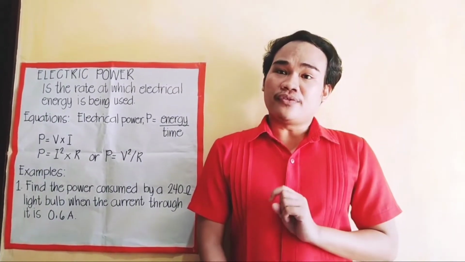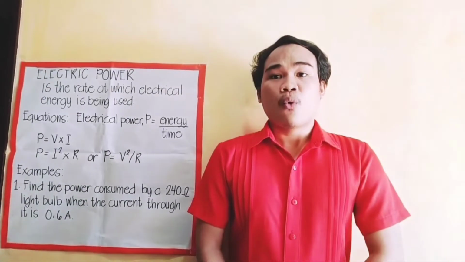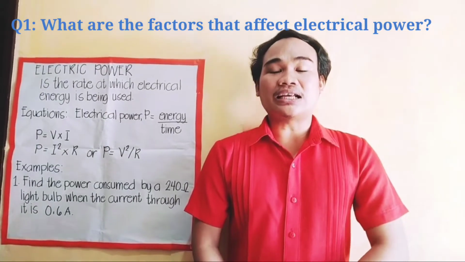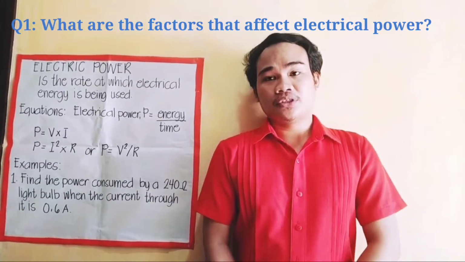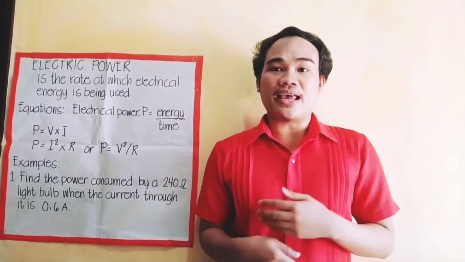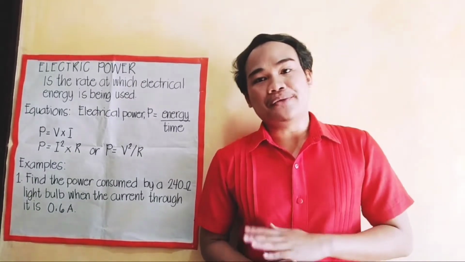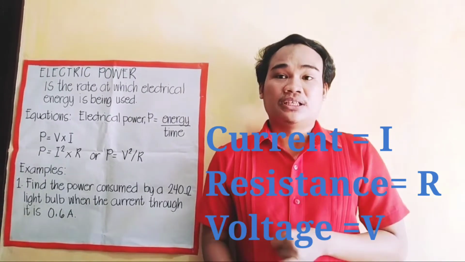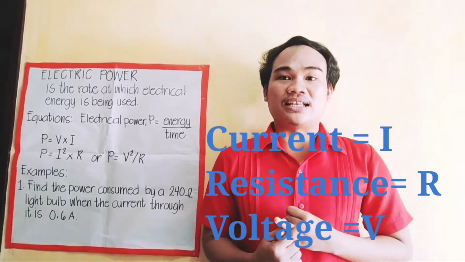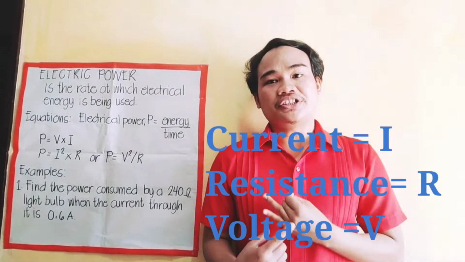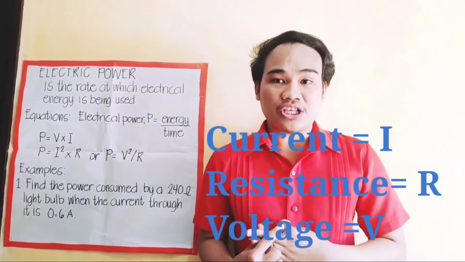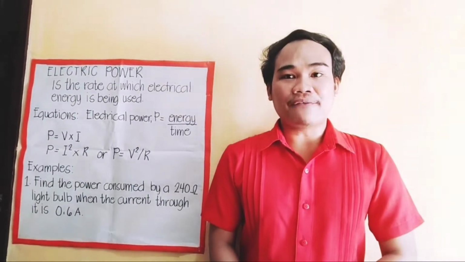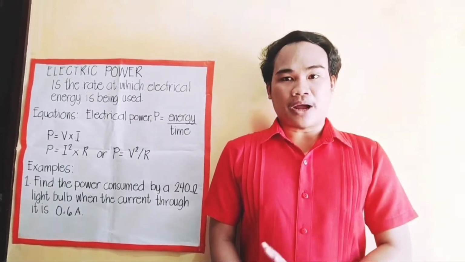Number one question: what are the factors that affect electrical power? The factors that affect electrical power are the following. First, we have current or I. Second, we have resistance or R. And the third one, we have voltage or V. Those are the factors that affect electrical power.